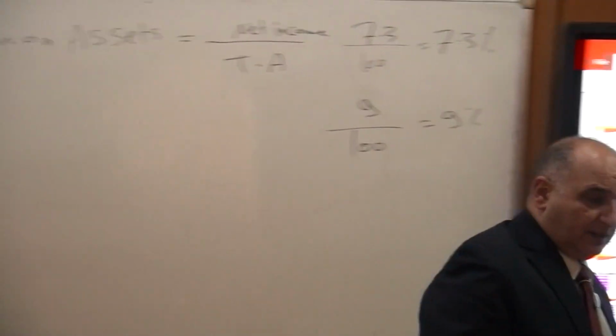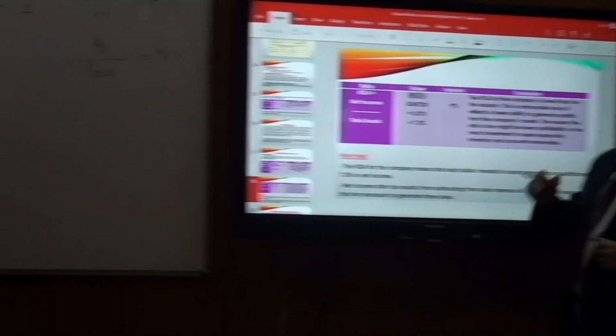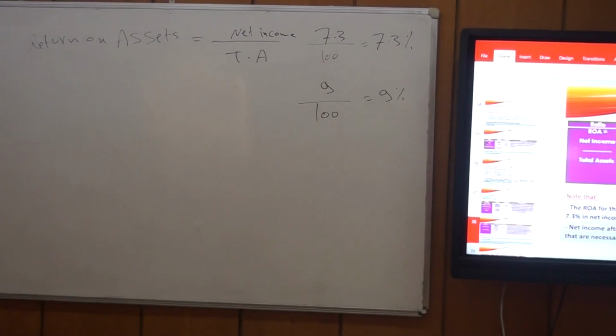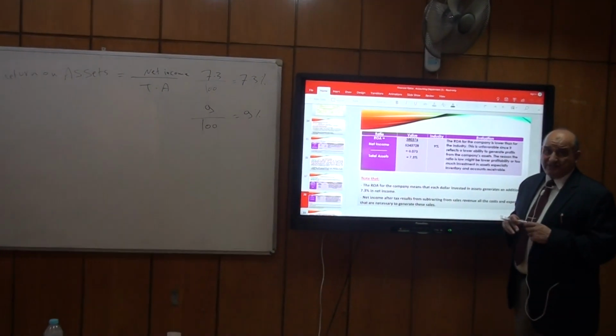This means that the competitors are more efficient than us at generating a profit from their assets. Okay. For sure, the higher the net income, the higher the ROA, the better for the company.